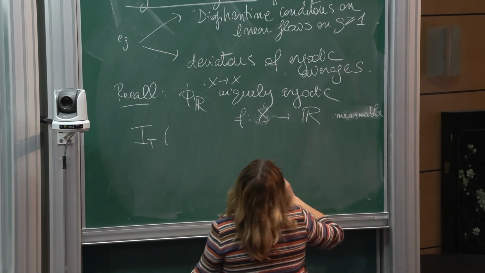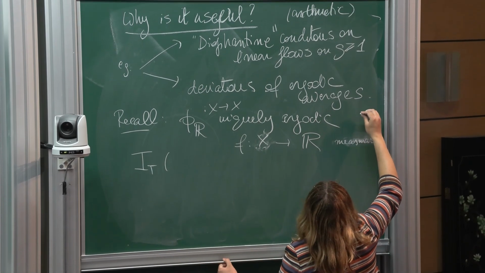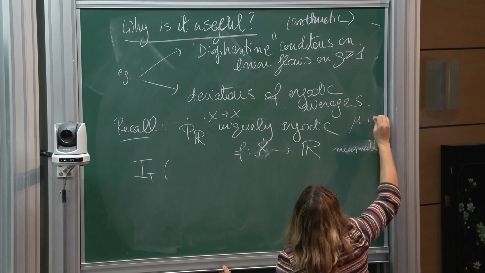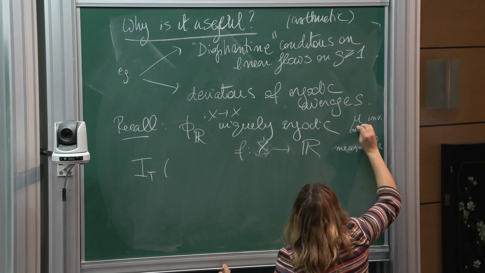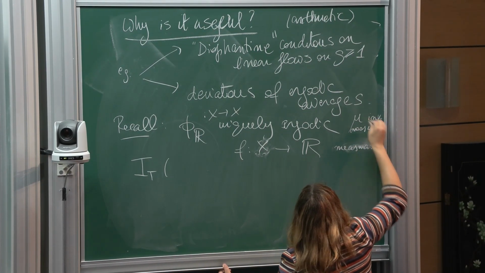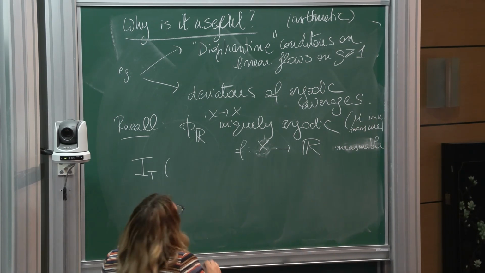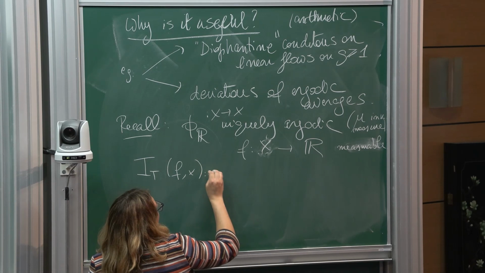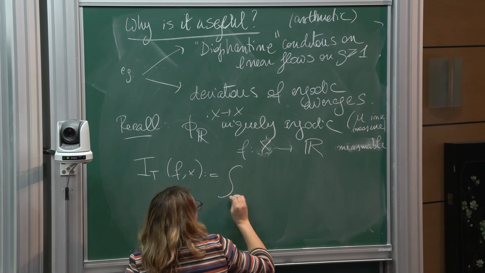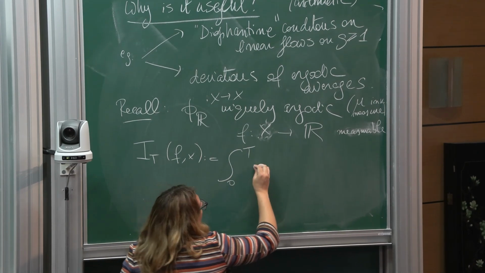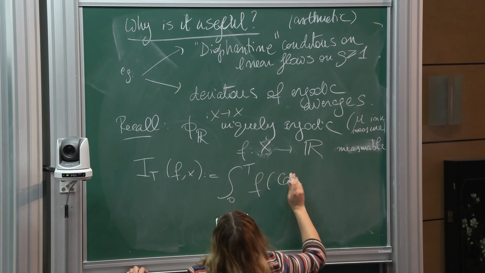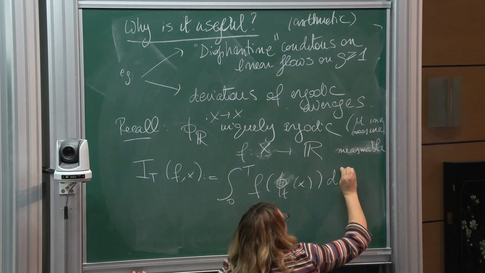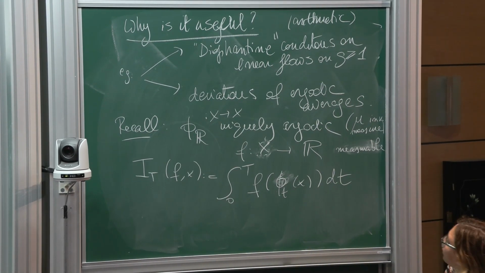And uniquely ergodic means that there exists a unique invariant measure, mu. So it preserves a measure mu. And I can look at the ergodic integrals of a point. So this is the integral from 0 to big T of my function along a trajectory of the flow. So these are the ergodic integrals.